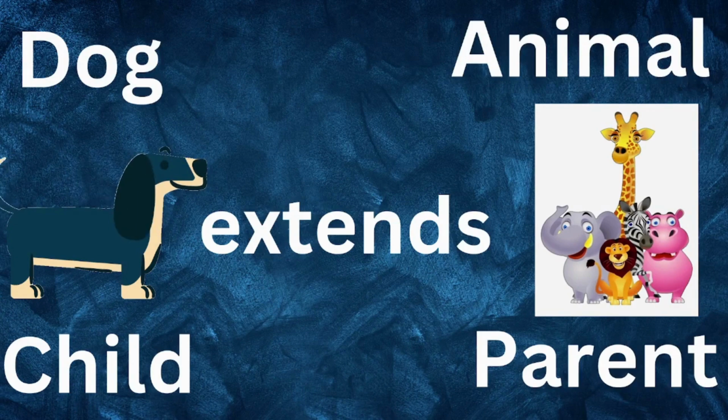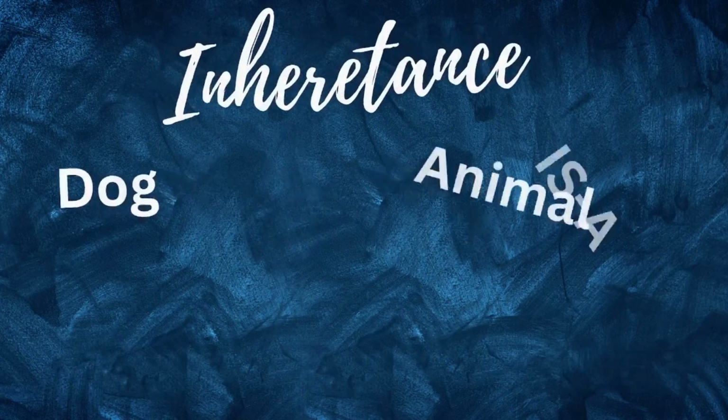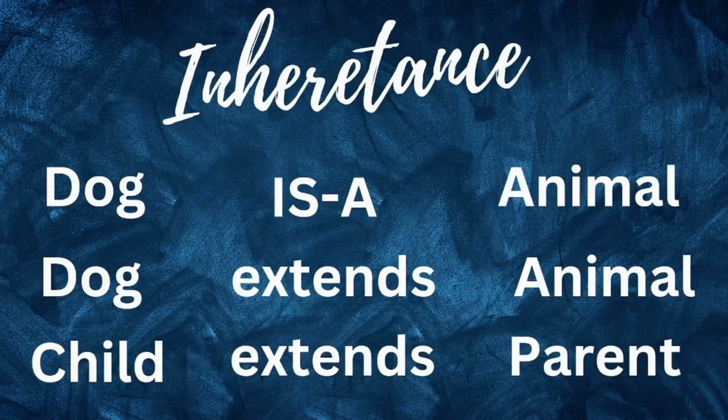So that means our dog is behaving like a dog. At the same time, it can behave like an animal. So this relationship is called inheritance in Java. This is one of the fundamental blocks in Java. And let's put everything into code in order to understand it in a better way.